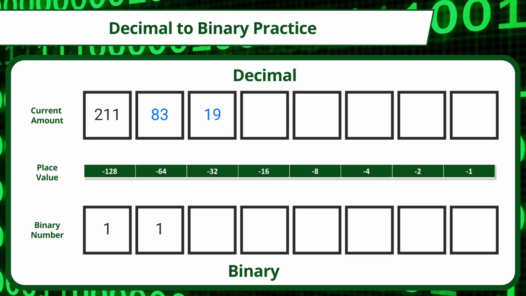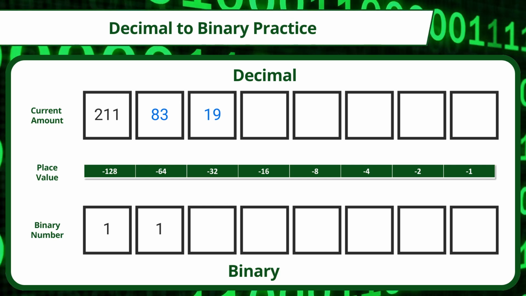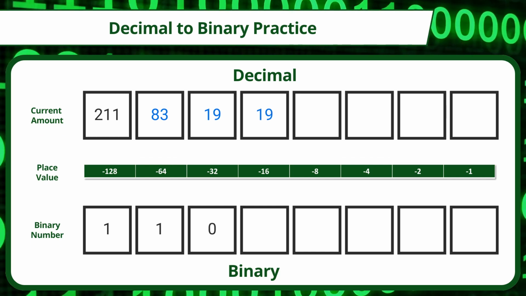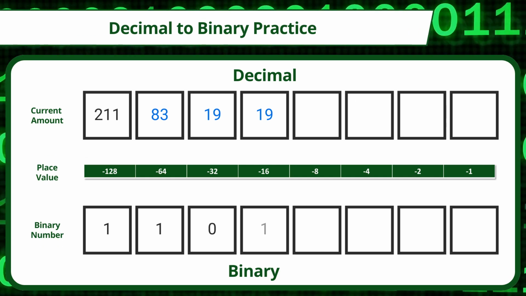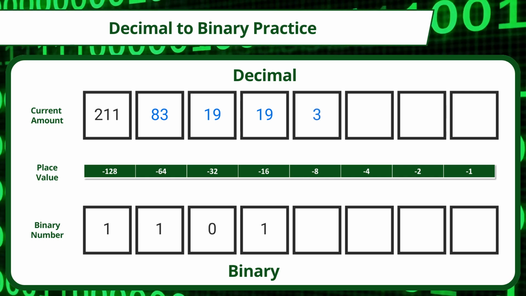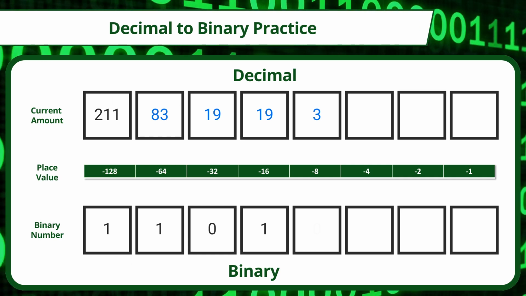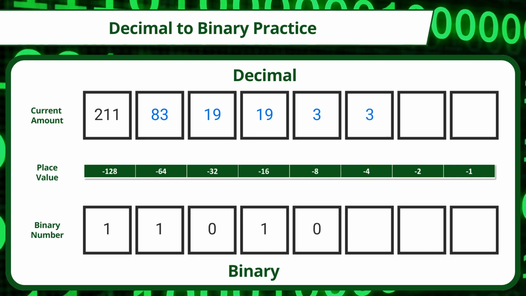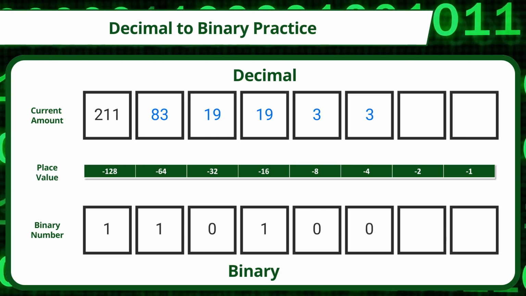Now we check 32. Can 32 fit into 19? No, it's too large. So we record a 0 and keep 19 as our current amount. Now we move to 16. Can 16 fit into 19? Yes, it can. So we place a 1 in the 16 column and subtract 16 from 19. That gives us 3. Next up is 8. Can 8 fit into 3? No. So we record a 0 and carry our 3 forward. Now we try 4. Can 4 fit into 3? No, still too large. So we drop in another 0 and keep our current amount of 3.